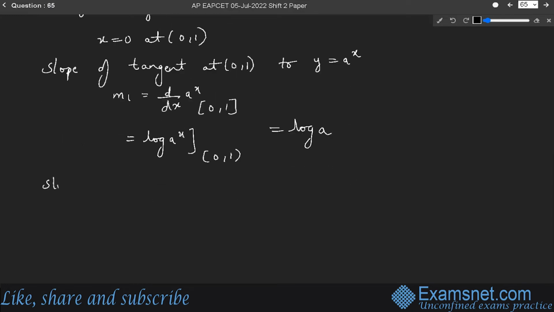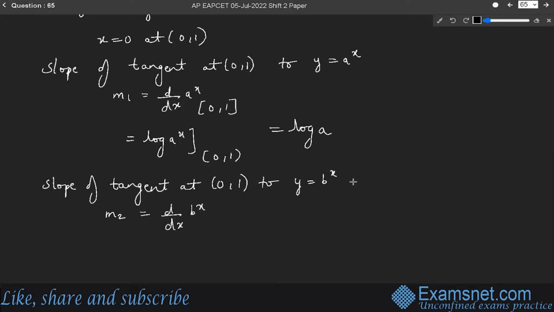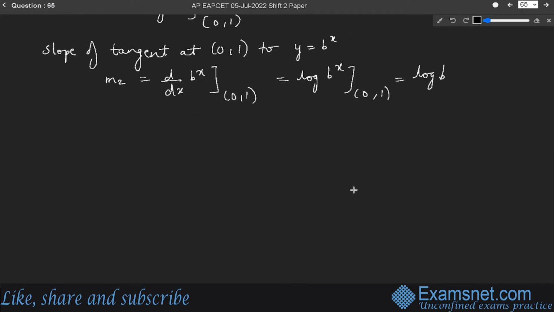Similarly, the slope of the tangent at point (0, 1) to the curve y is equal to b power x will be m2, and m2 will be equal to d by dx of b power x at (0, 1), which will be equal to log b into b power x at (0, 1), which will be equal to log of b. Now we have the values for m1 and m2. So in tan theta, here we have to find the value of tan alpha, so in the place of theta, we will replace alpha.